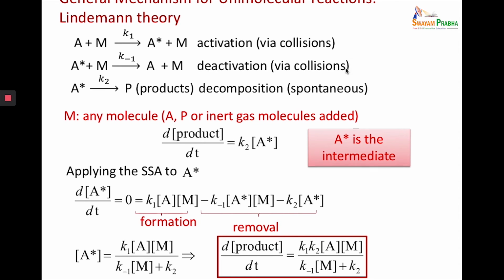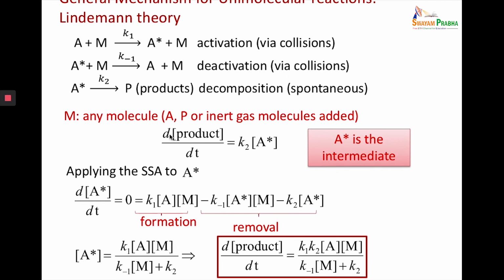He said reactant A can become energized, it can become activated. When I say activated, I'm re-emphasizing that it means energized. So the energized molecule A star plus M can be deactivated by collision with M to give you A and M, or it can decompose to give you a product. Once you have this kind of mechanism, I can apply the steady state approximation and write down the rate law.